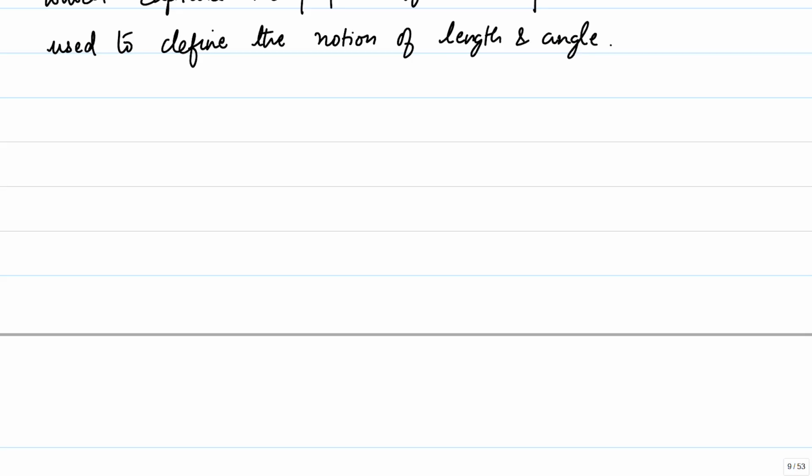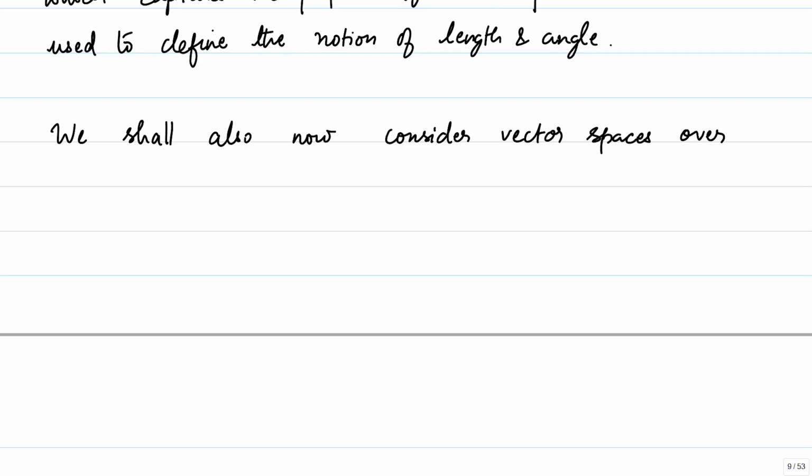And the first thing to keep in mind is that from now on we shall not just consider vector spaces over the field of scalars being R, we shall also consider vector spaces over complex numbers. So let me note that we shall also now consider vector spaces over C as well.